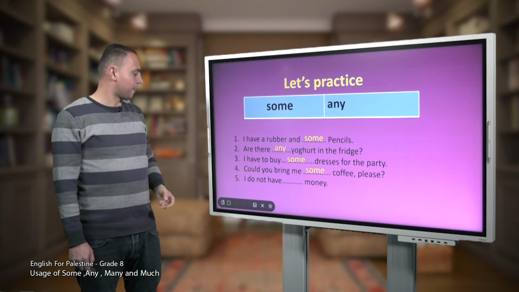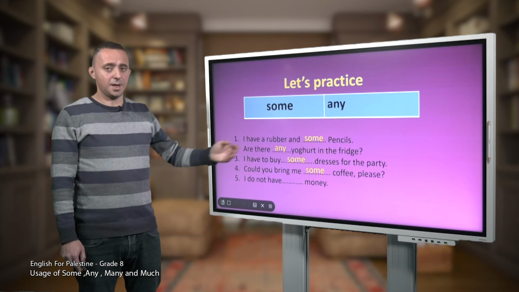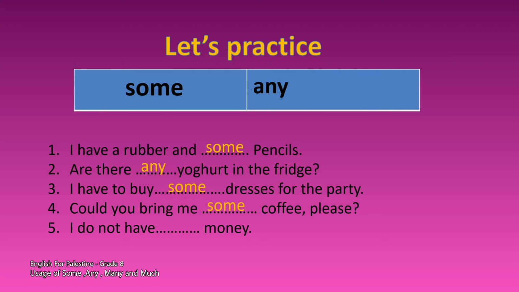What about 5? I do not have money. Is this sentence affirmative or negative? Very good, it's negative. So in negative statements, as I have just said, we use some or any. We use any, excellent. So I do not have any money.